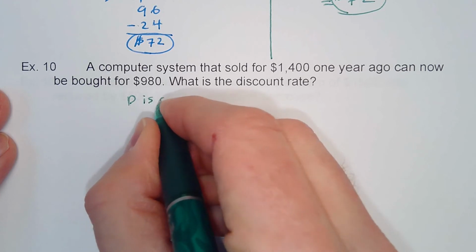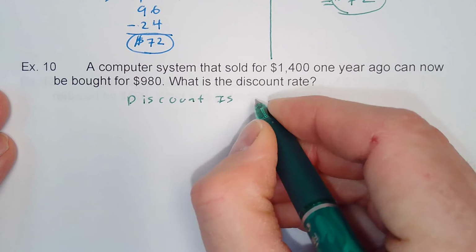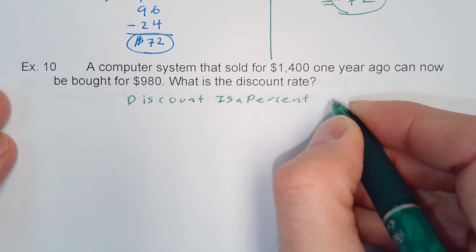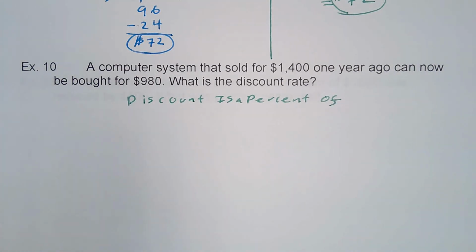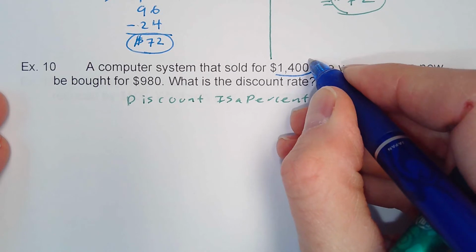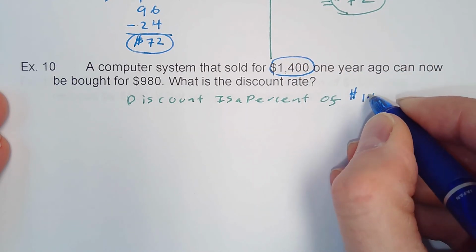Well, the discount rate, or the discount, is a percent of the regular price. Whenever you're doing discount, or whenever you do increase or decrease, which we're going to see in a few minutes, you always start with the original value of the item. Original value of this item is $1,400.